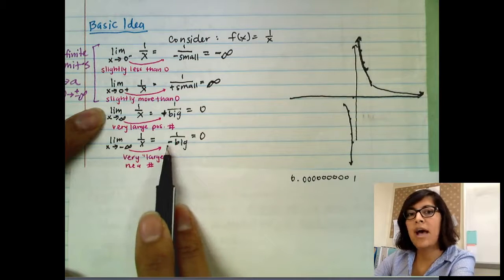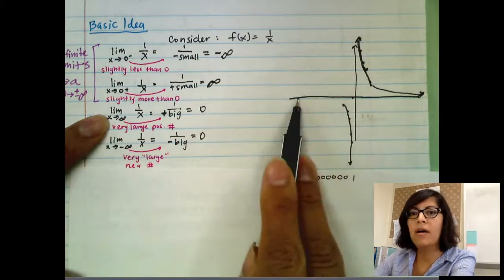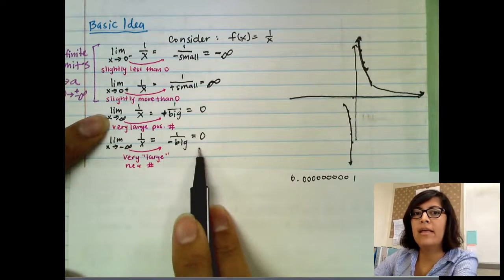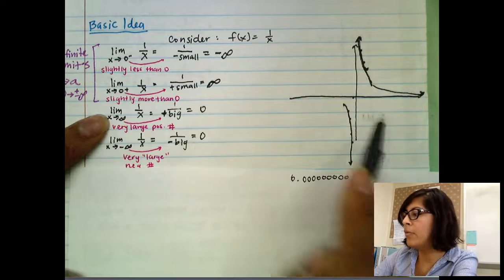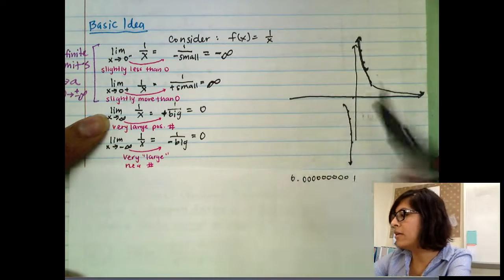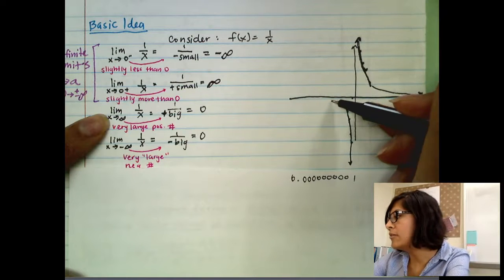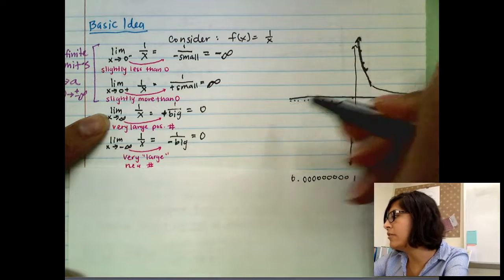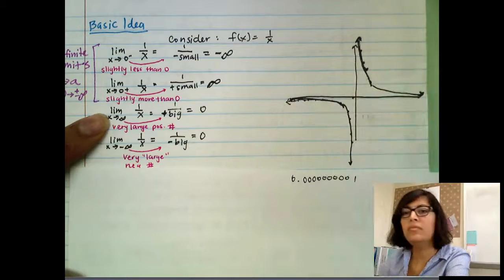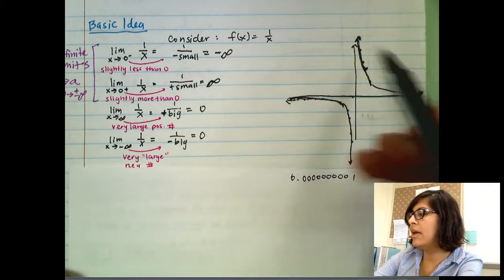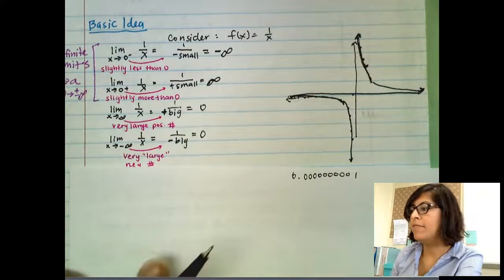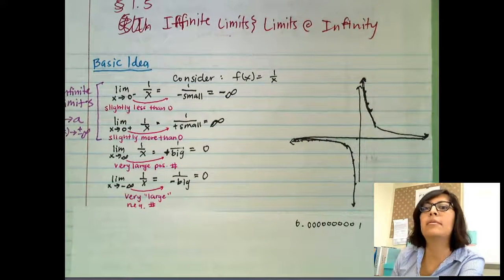This one says as x gets negatively large, as we move left along the x-axis, the result is going to be 0. Our y value goes towards 0. As we go along this x-axis, our y value gets closer and closer to 0. So this is a sketch using this kind of end behavior that we're going to be looking at with infinite limits and limits at infinity.